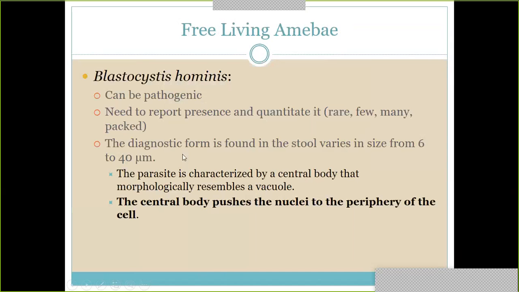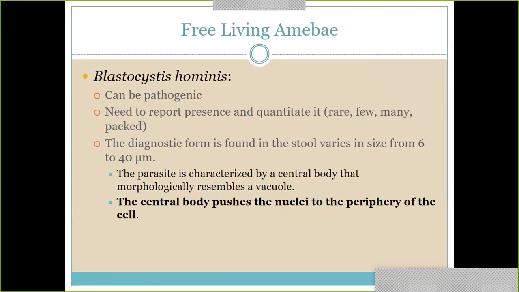All right, so that is on those amoebas. Now we do have a couple other amoebas that are considered free living, so they're a little bit separated out from those other ones that we just went through. The first one is Blastocystis hominis. I do want you to remember this one. This can be pathogenic. It basically will have a central body. If you look at the very bottom of how to identify it, it's in bold. It has the central body inside of it that pushes the nuclei to the edges of it. So on the Blastocystis hominis, all the nuclei are going to be found right along the edge of the parasitic cell.